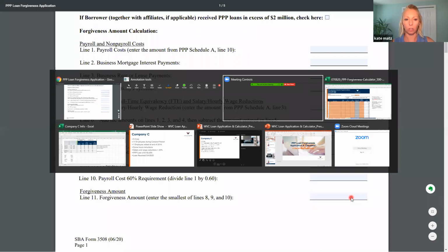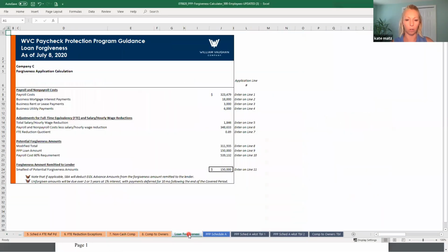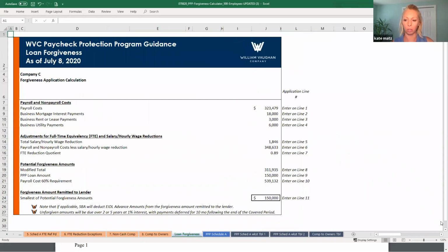So if we go back to our calculator and look at that first loan forgiveness tab, that first bright blue output tab, it's line for line the exact same thing. So we've got all the numbers here that would need to be translated over onto the application.